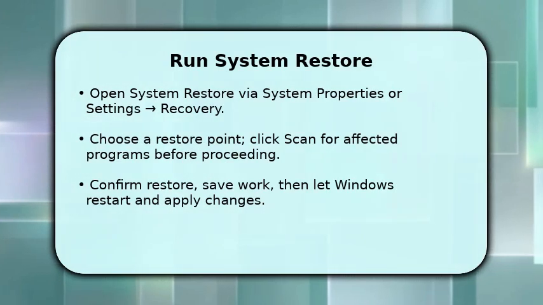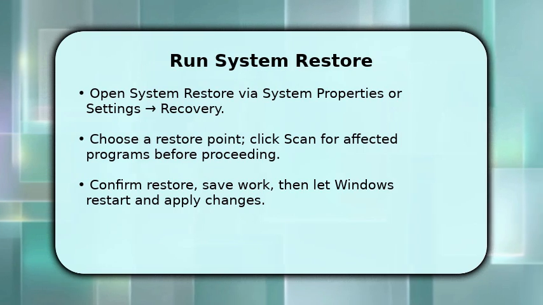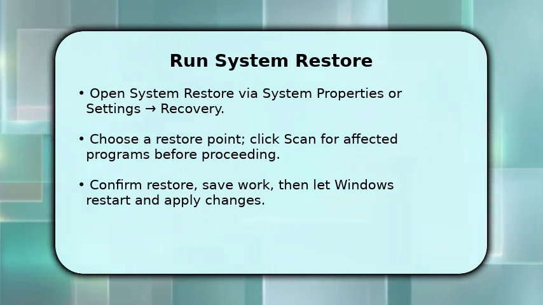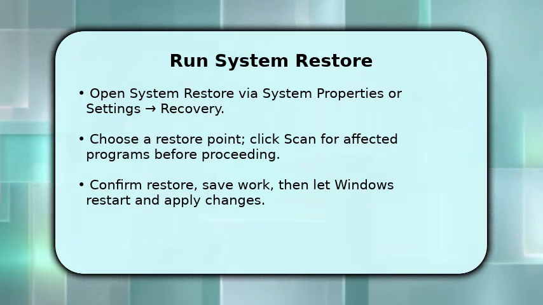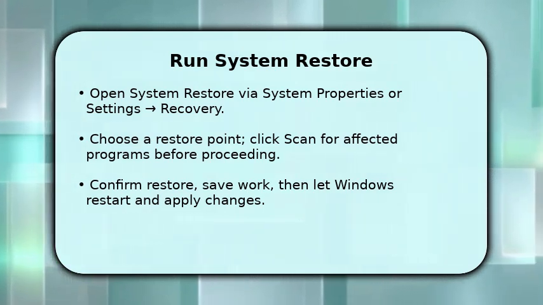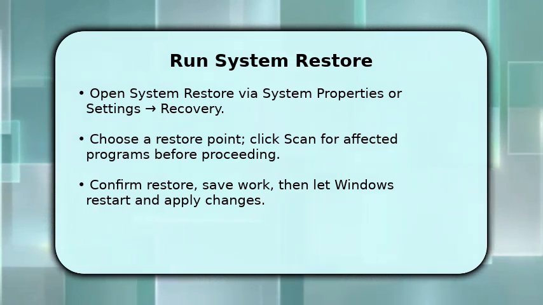You restore by opening System Restore from System Properties, or Settings, Recovery. This launches the wizard that walks you through picking a restore point. Once you pick one, click Scan for affected programs to see which apps or drivers will be removed or restored. This helps you anticipate follow-up steps.